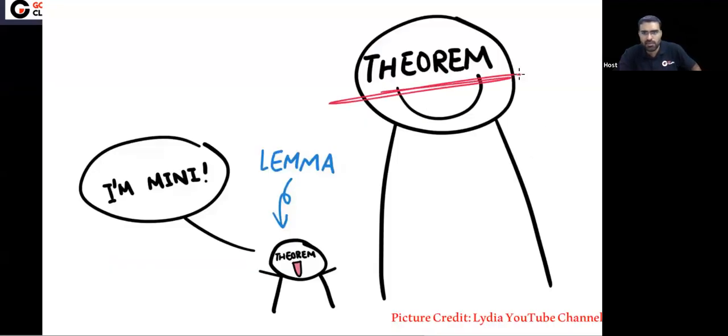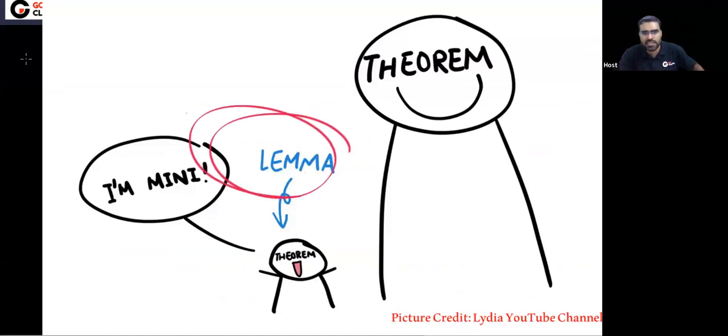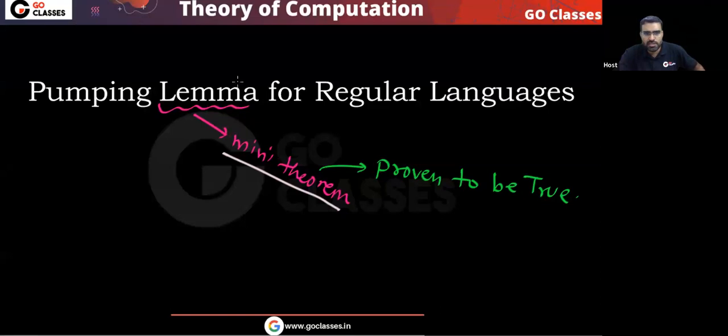In any exam, they will not ask you what is the difference between theorem and lemma, because actually there is no difference. Basically, there is no formal distinction between lemma and theorem. So you can simply say that a lemma is basically just a small theorem. Okay, very simple. So anyway, the point is this lemma is a theorem.